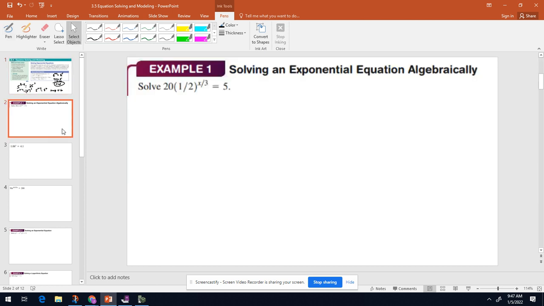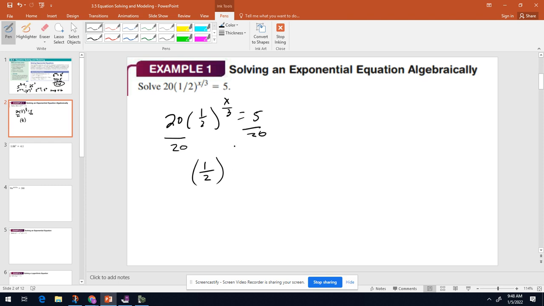First one, we are going to use that property here. The way that this is written, I've got 20 times 1/2 to the x over 3 power equal to 5. The first thing we've got to do in these problems is get whatever's being raised to the exponent by itself. So this 1/2 is being raised to the exponent, so I'm going to get rid of this 20 by dividing it. And that gives me 1 over 2 raised to the x over 3 power is equal to 1 over 4.